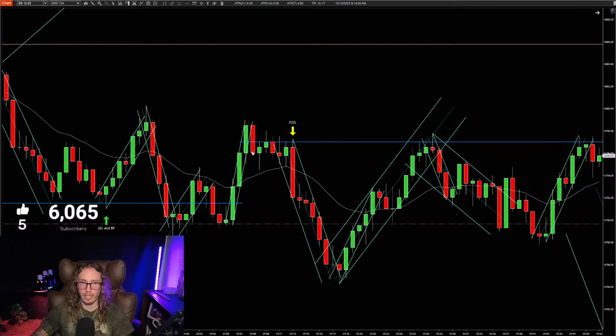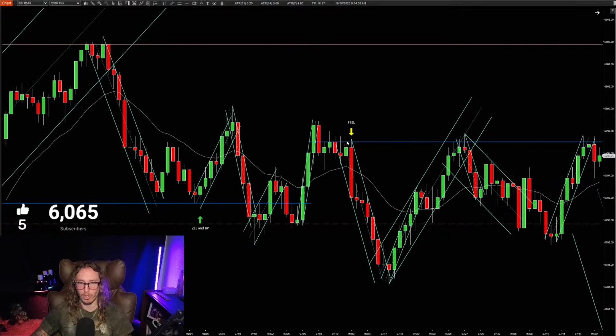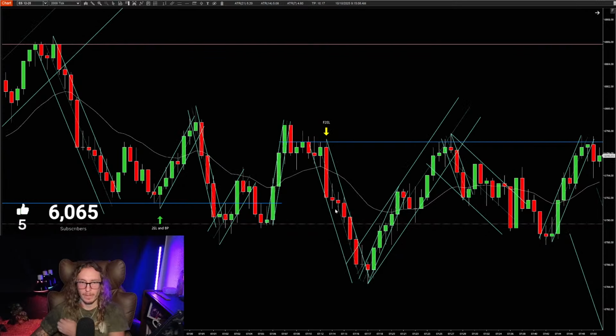Now, this one's a little dangerous because it is a bit congested right here. So you are taking a risk going short below this. But it does look like it's going to trap some longs here. It is definitely a little bit of risk. I was looking at this like this thing was going to probably bust down.